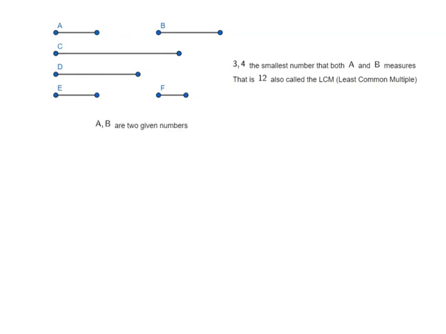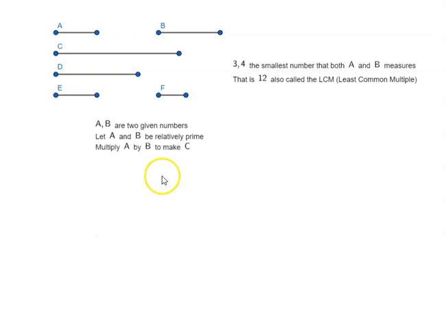So we have A and B as the two given numbers. Now there are two situations. One is when A and B are relatively prime, and the other is when they are not relatively prime. So let's take the first case. Let A and B be relatively prime.